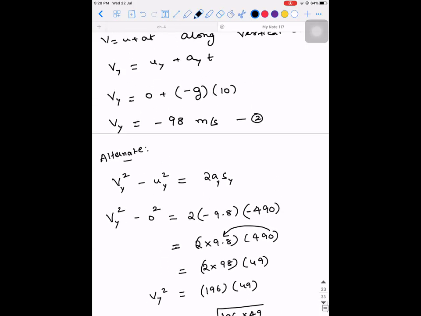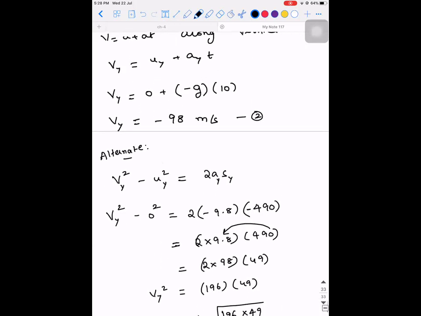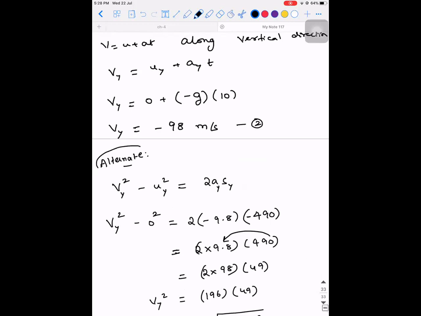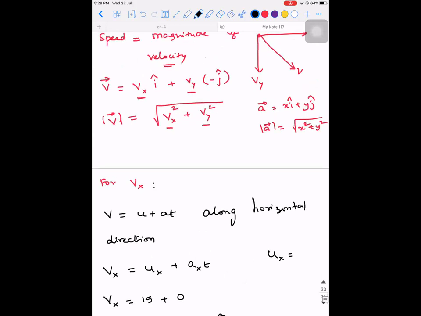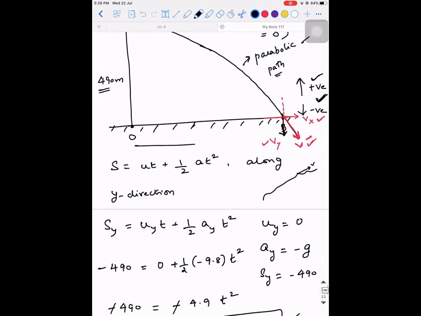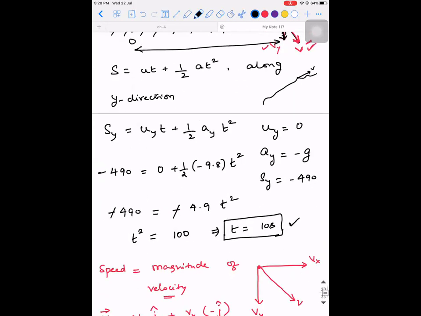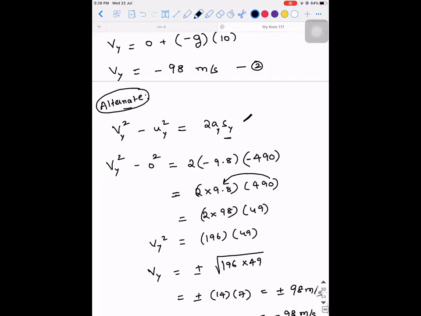Convinced? Yes, sir. Should we find only Vy, sir, or Vx also? Vx is not needed. I'm saying only the alternate way for Vy. For Vx there is only one method. If you need to apply this formula for Vx, you need to know the displacement along x direction, meaning the range. Have they given it in the question? You don't know the range. Okay, sir.